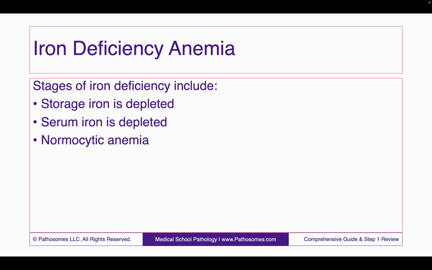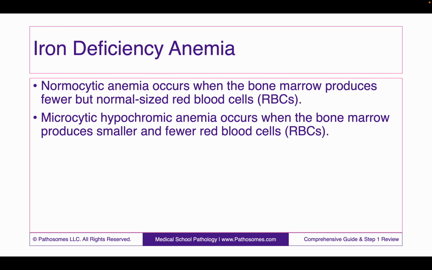Now, there are stages of iron deficiency, and those stages include storage iron depletion, then serum iron depletion, and finally normocytic anemia. Normocytic anemia occurs when the bone marrow produces fewer but normal-sized red blood cells. Microcytic hypochromic anemia occurs when the bone marrow produces smaller and fewer red blood cells.